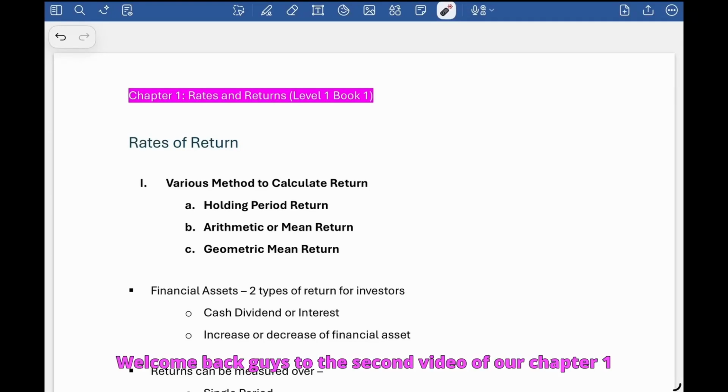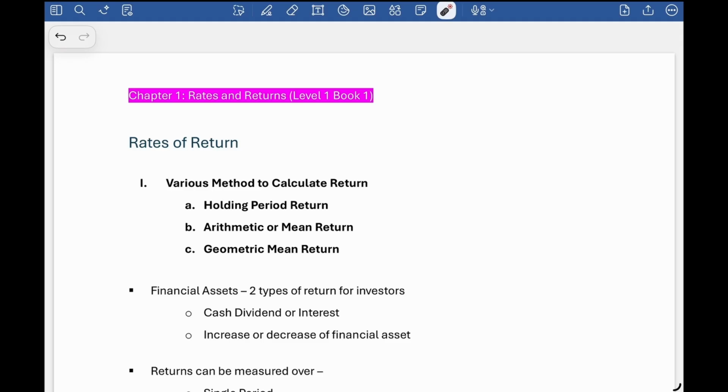Welcome back guys to the second video of our chapter 1, rates and return, of CFA Level 1, book 1, that is Quantitative Methods. In the previous video we talked about the basic definition of interest rate or rates of return, and also what determines the interest rate. By the way, interest rate is also called rates of return. You can call it by this name as well.